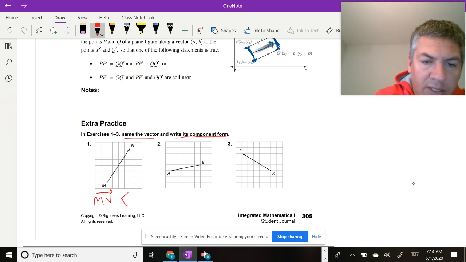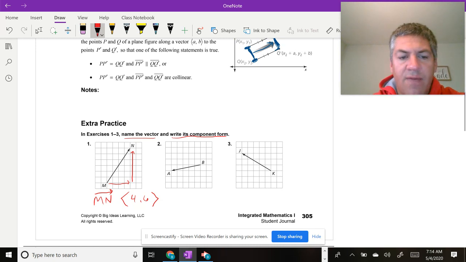How much movement did it go right and left? So this particular vector moved 4 units to the right, and it went how many units up? 1, 2, 3, 4, 5, 6. It went 6 units up. So that vector is MN, and it will be called 4, 6 is the movement.